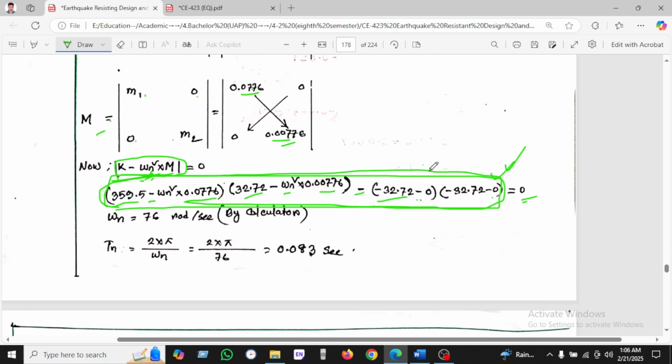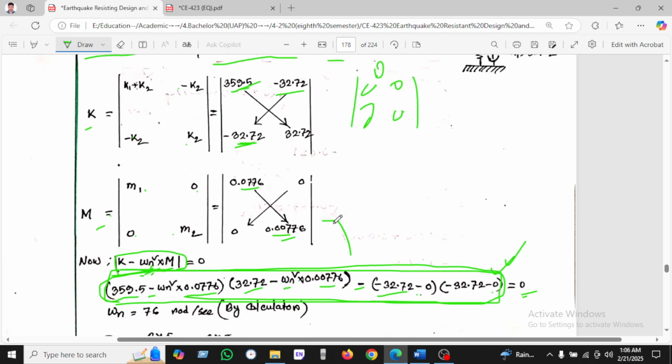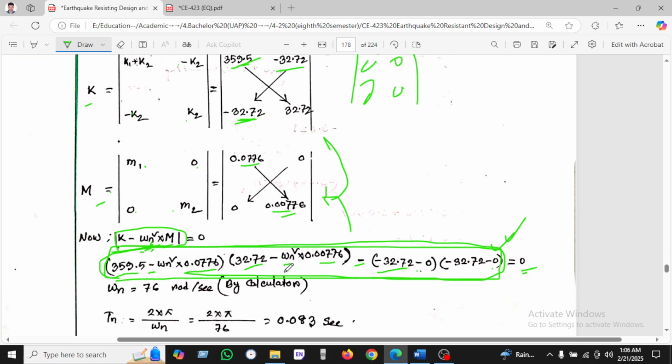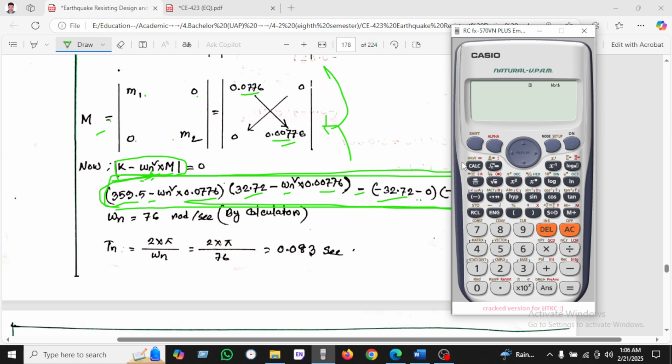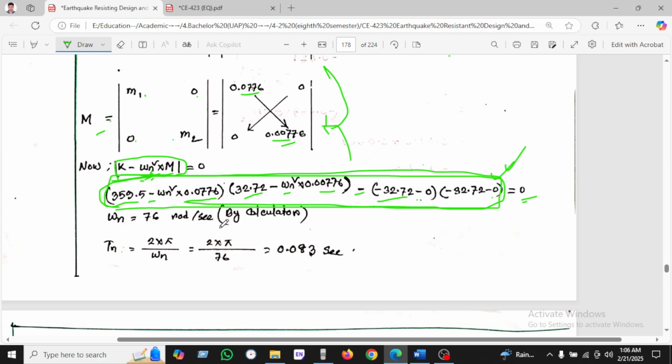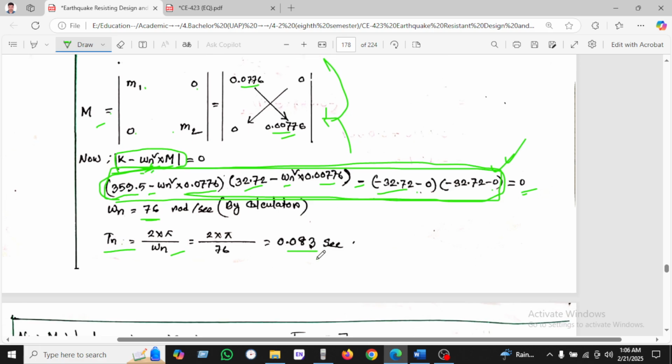So you have to apply this strategy to take less time. Otherwise you will need more and more time. Okay, so if we put these values in the calculator, which I have used here, and apply all the parameters, we will find 73 radian per second. So this is the natural frequency, and the time period will be 0.0837 using this formula.